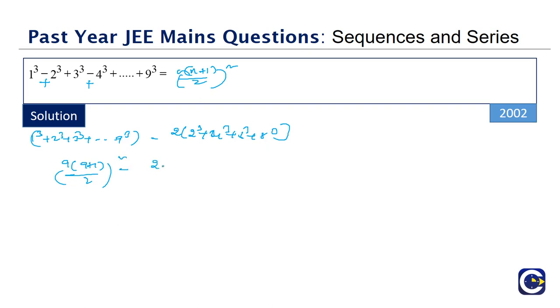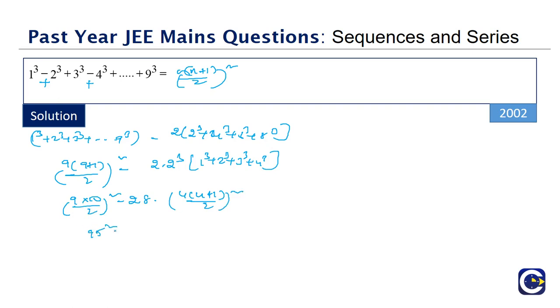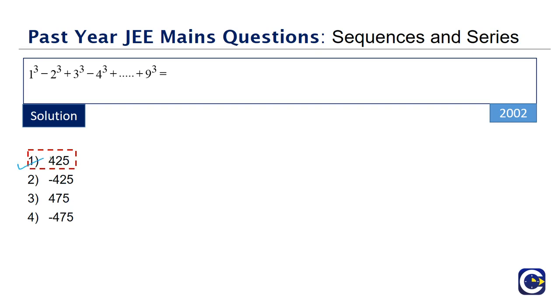minus, if you take 2 cube common, which is 1 cube plus 2 cube plus 3 cube plus 4 cube. What you'll get? 9 into 10 by 2 whole square minus 2 into 8 into 4 into 4 plus 1 by 2 whole square. What you'll get? 9 5s are 45. 45 square minus 16 into 10 square. So 2025 minus 1600. What you'll get? 425. So the final answer for this question is 425.